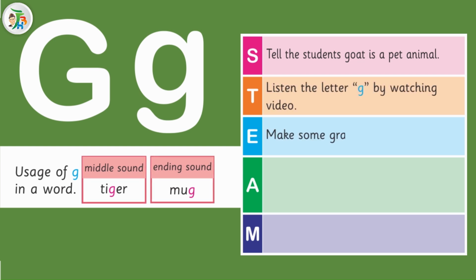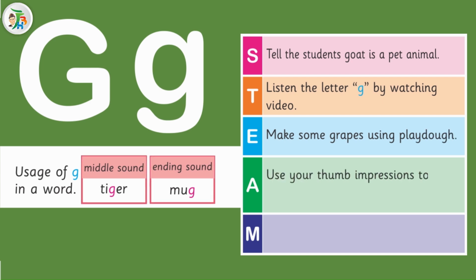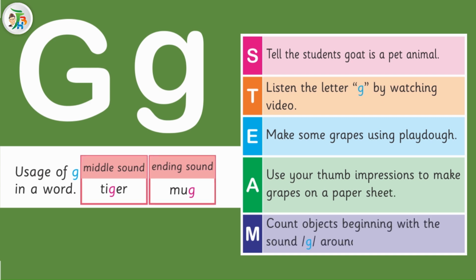E. Make some grapes using Play-Doh. A. Use your thumb impressions to make grapes on a paper sheet. M. Count objects beginning with the sound G around you.